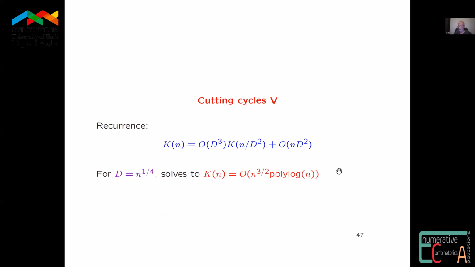So that is what I hinted earlier. We get a recurrence for the number of cuts, which is d cubed times the number of cuts within a cell. There are only n over d square lines there, plus the number of cuts we introduced outside the recursion, n d square. And here you can even choose d as high as n to the 1/4, and you will get a recurrence that gives you n to the 3 polynomial.